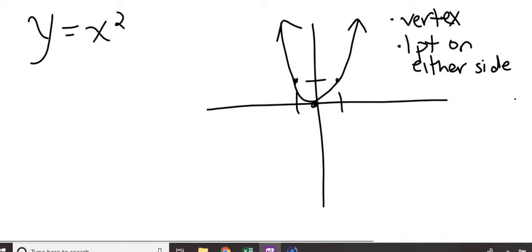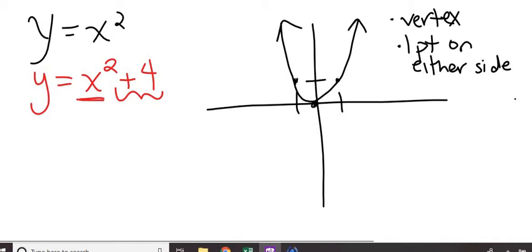Now let's look at a vertical shift. For instance, let's look at this one. I know that this is a vertical shift because I have the function x squared and then a number is being added or subtracted. A number being added or subtracted to the entire thing means your entire graph is going to move up 4 slots. So let's count the four places up.